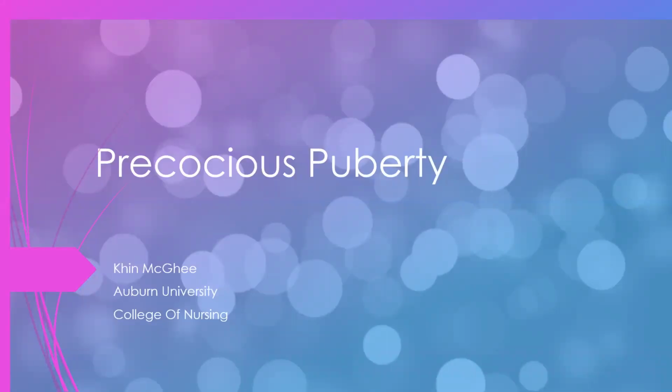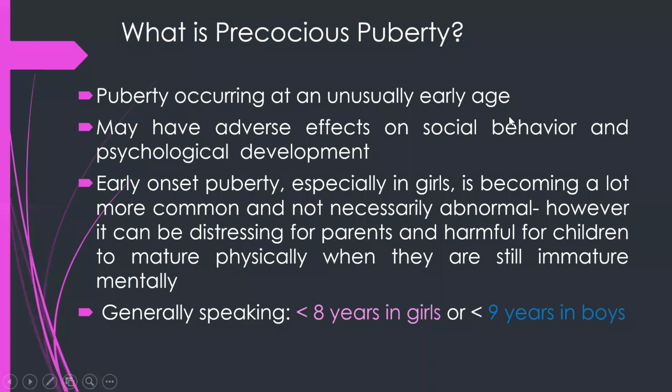Hi, for my 5-minute video, I am going to talk about precocious puberty. Okay, what is precocious puberty? Puberty occurring at an unusual early age may have adverse effects on social behavior and psychological development.